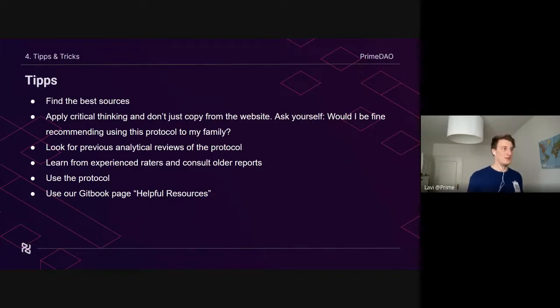And last but not least, we do have a page that is called Helpful Resources. It's on our GitBook. I can send the link right now so that you can easily find it. It's under raters, and then there's this section called Helpful Resources, and it just has a list of potential sources that you could look at for doing these reports. Cool. Next slide, please.